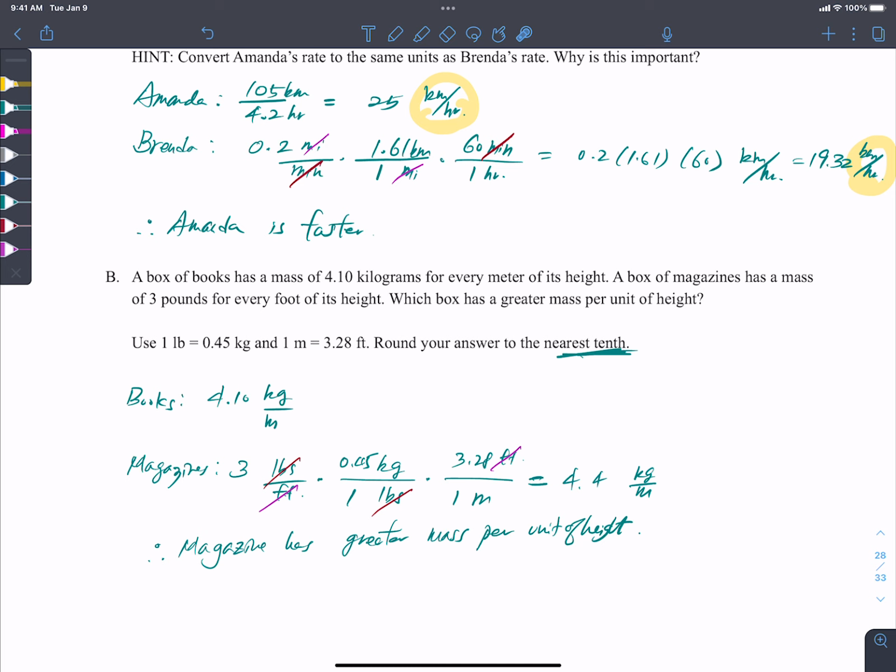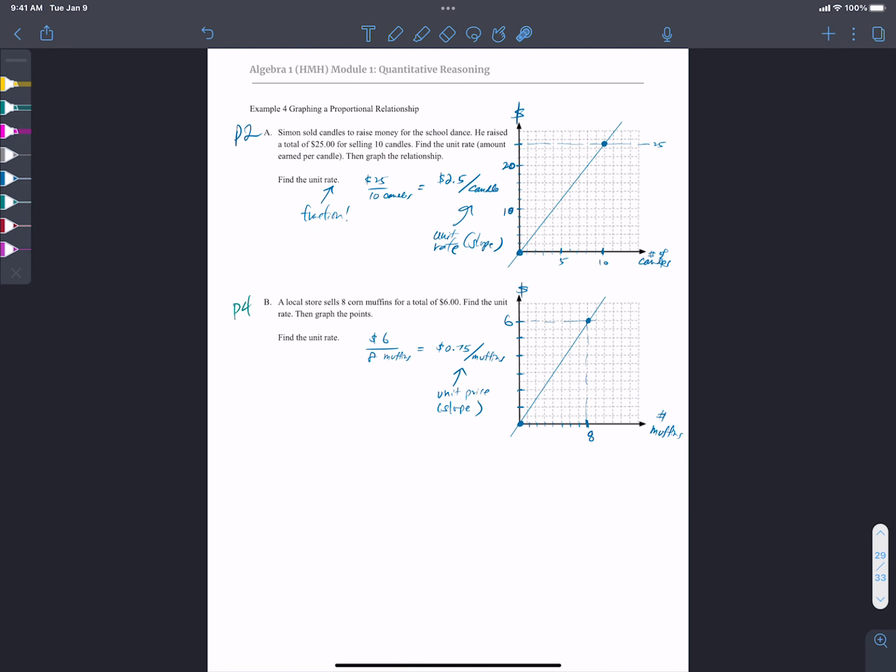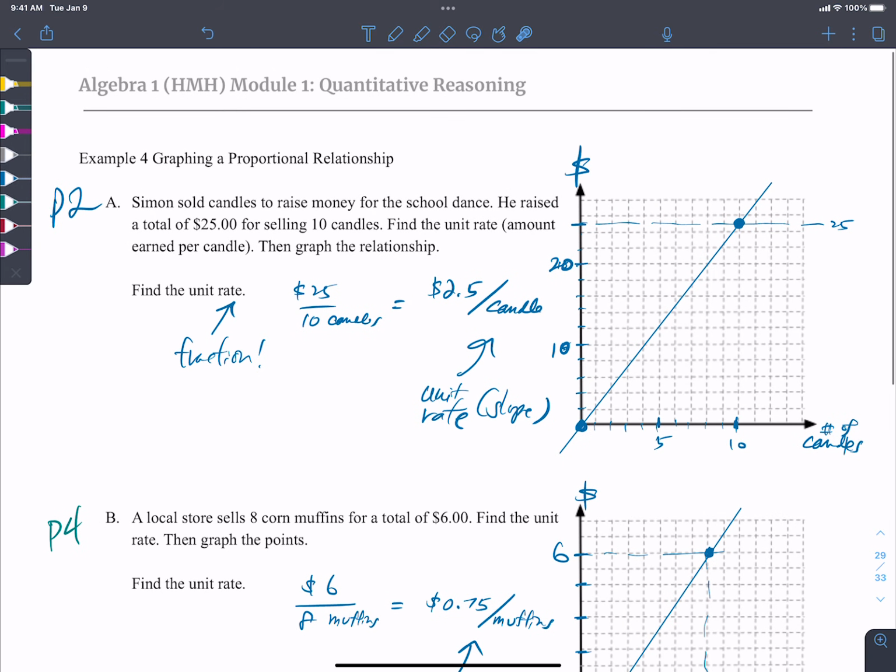Okay, guys, we're almost done, right? So we're going to learn. Let me just show you what we just did. We want to be able to graph this thing.